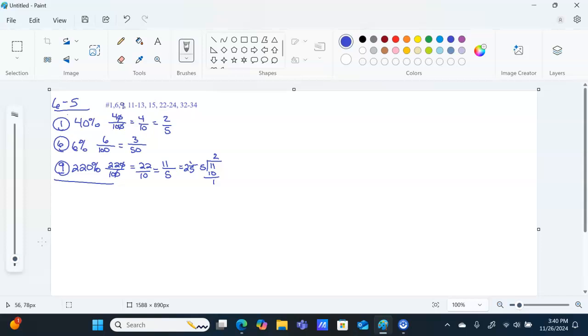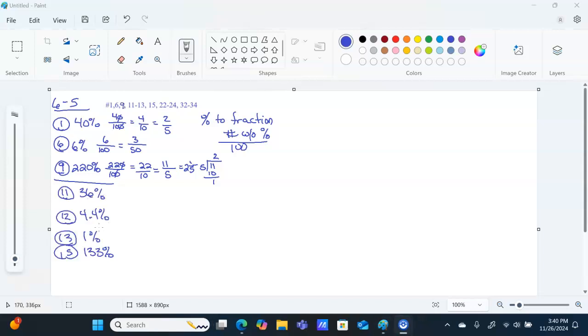So again, to go from percent to fraction, you take your number without the percent and put it over 100 and reduce your fraction. Okay, then 11 through 13 and 15 have different instructions.